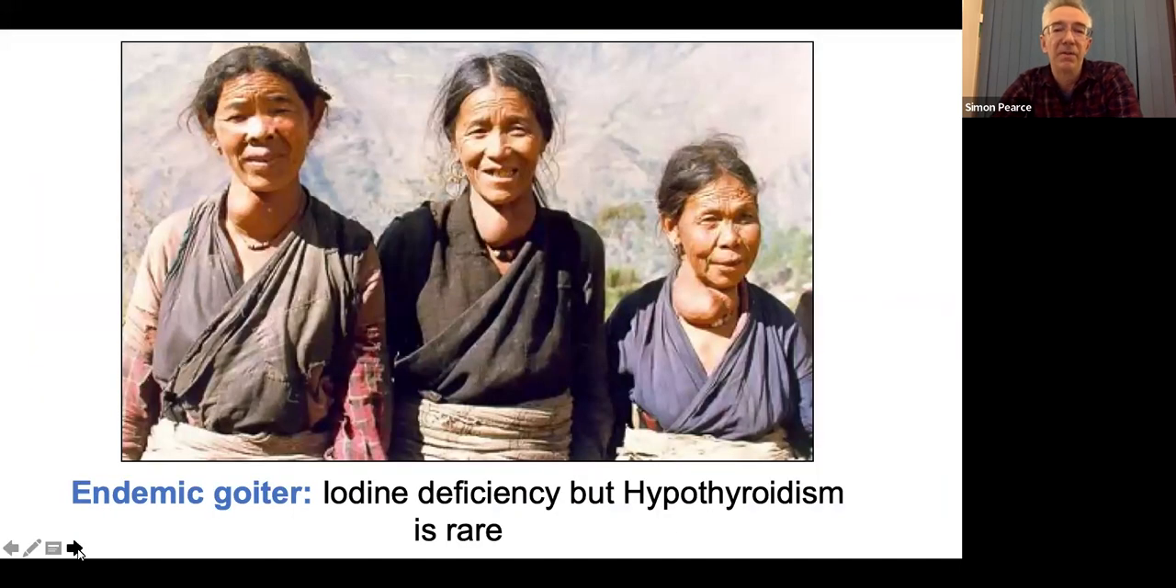And so these are pictures of ladies in the Himalayas with endemic goiter. They've all got these pretty huge thyroids due to iodine deficiency. What's interesting is in this population, iodine deficiency is really common, but actually thyroid underactivity is comparatively rare. People tend not to get it. So the compensatory increase in the thyroid is enough to stop these people going underactive.